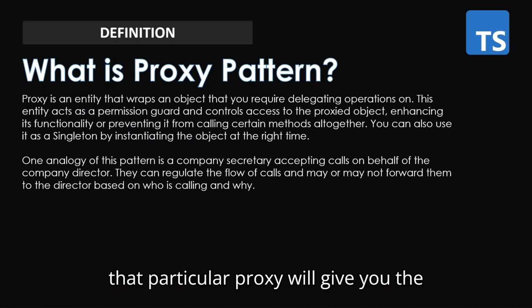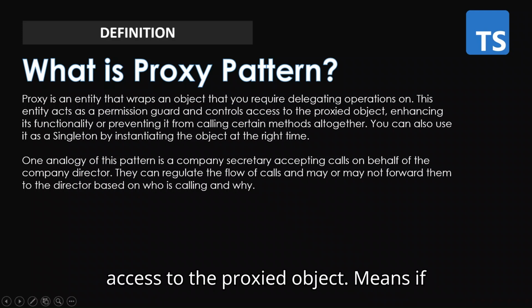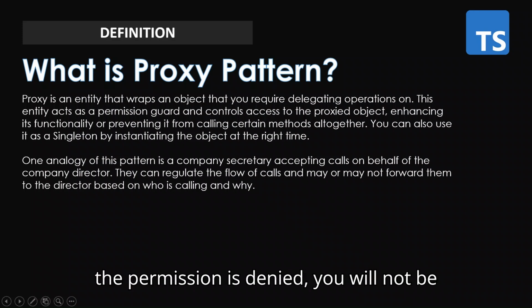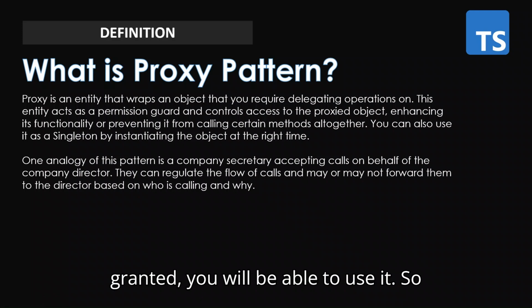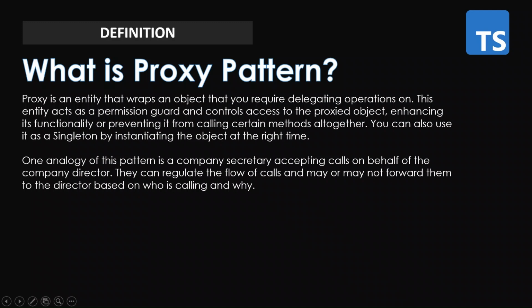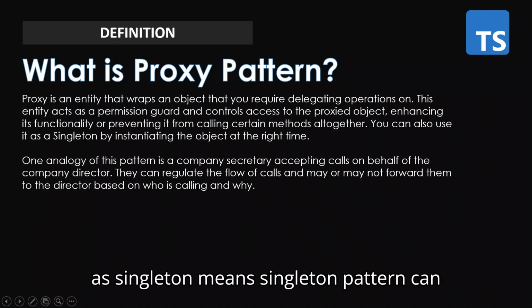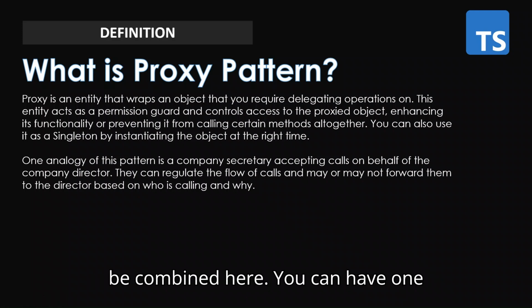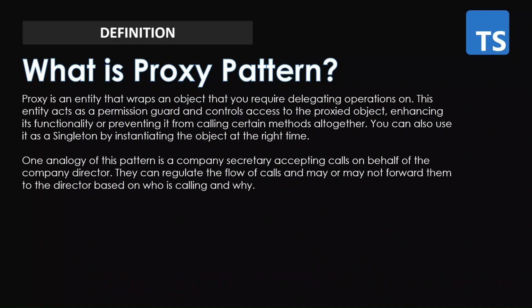It means that particular proxy will give you the permission. This entity acts as a permission guard and controls access to the proxied object. Means if the permission is denied, you will not be able to use it. If the permission is granted, you will be able to use it. So in this we can enhance the functionality. So yeah, it says that you can also use it as singleton. Means singleton pattern can be combined here. You can have one class and it can be instantiated only one time, and you can use it globally.